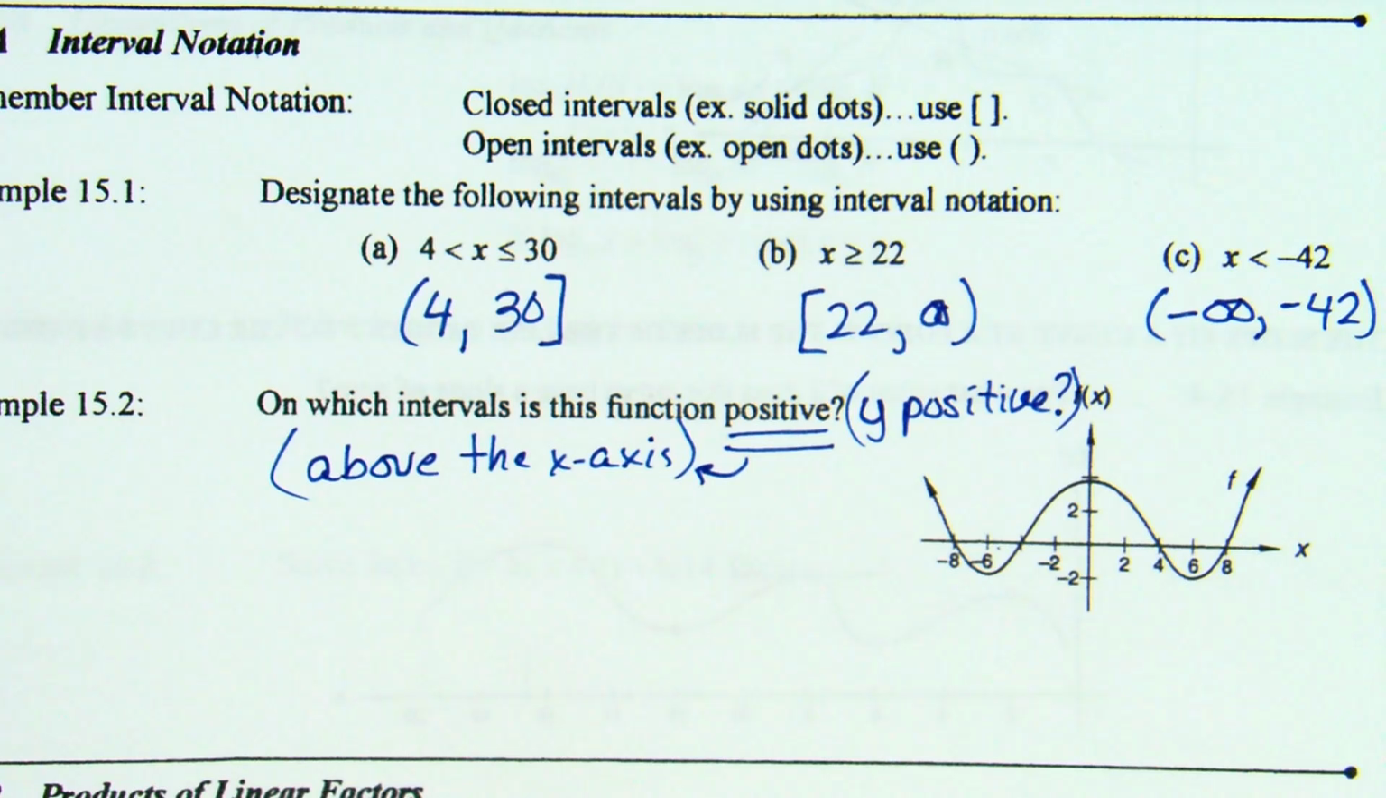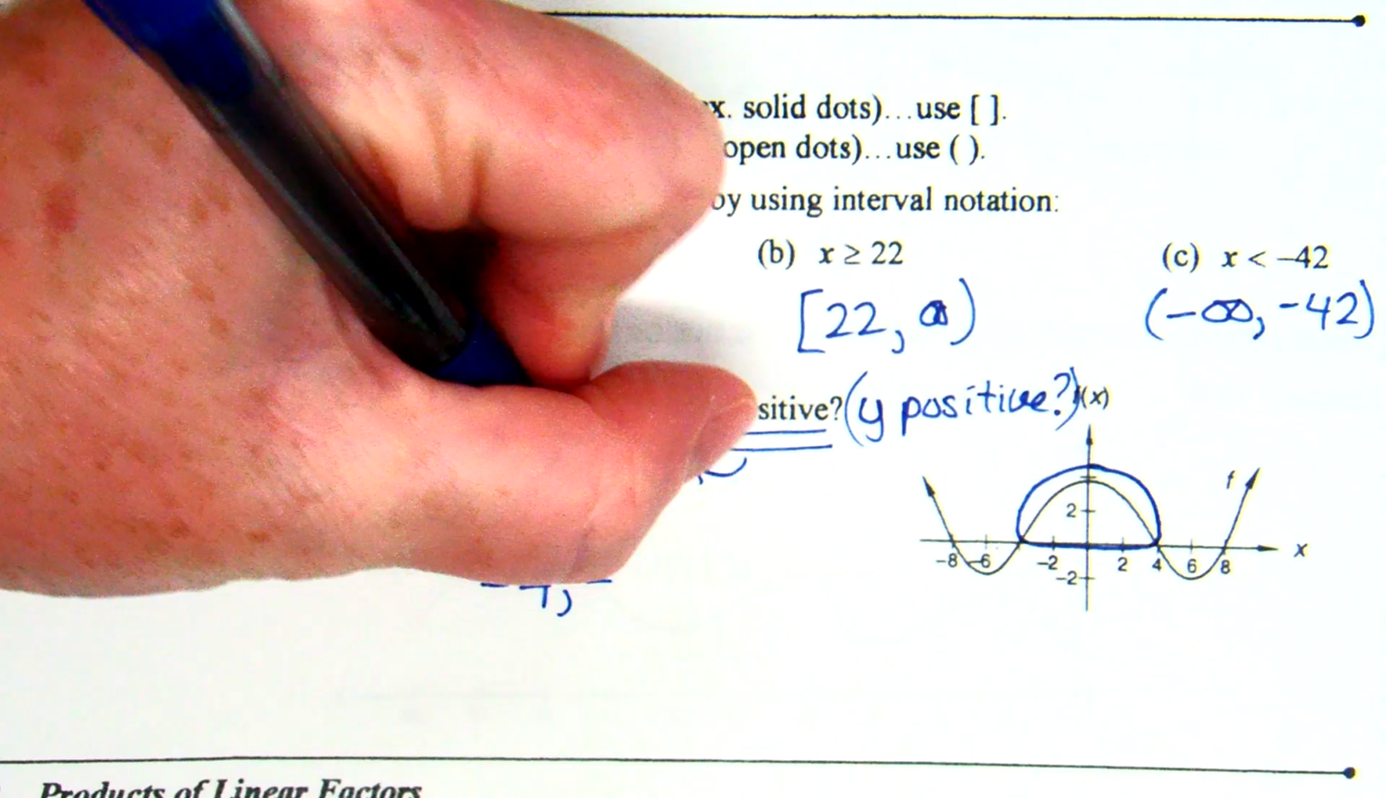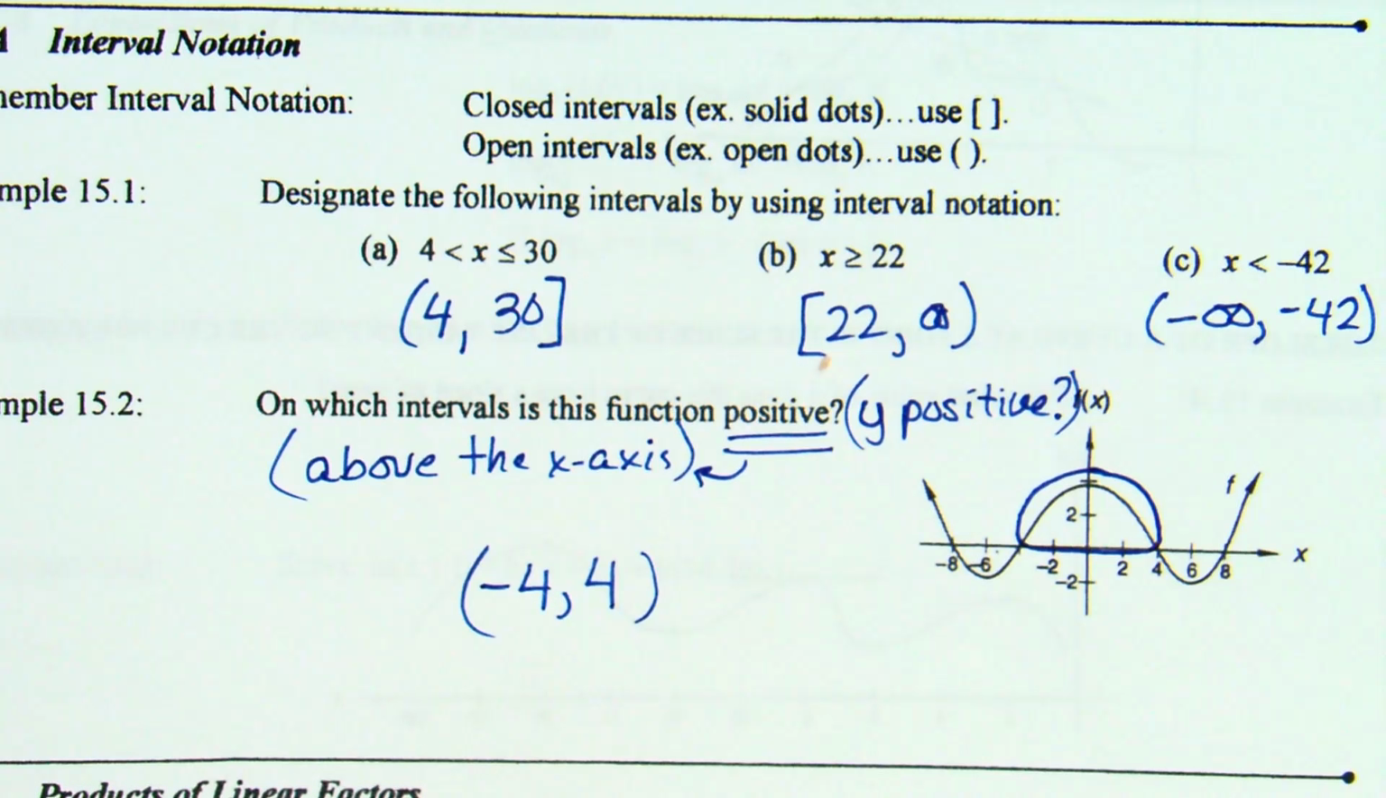Negative 4 to 4. Okay. So right here, if we look at this middle hill, from negative 4 to positive 4. Now, it does say positive. Does it say when is it equal to 0? No. So I would probably say parentheses on this one, just because it's not asking when it's equal to 0. It's just asking when it's positive. And technically at negative 4 and at positive 4, it's neither positive nor negative because it is equal to 0.